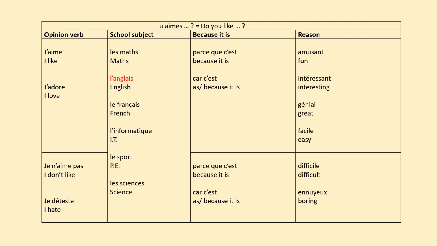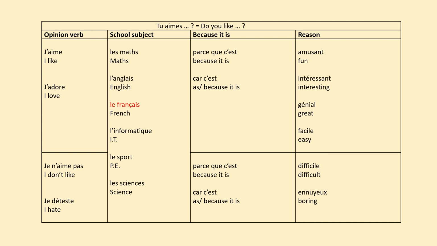Écoutez et répétez. L'anglais. And again, l'anglais. Okay, you'll notice when you're hearing how things are said in French that an AN is like an on sound and the AIS is like an AY sound in English. So, écoutez et répétez l'anglais. Once more, l'anglais. Très bien.